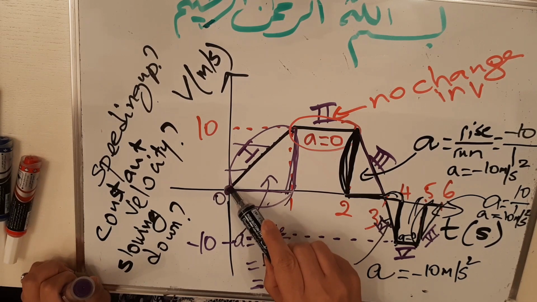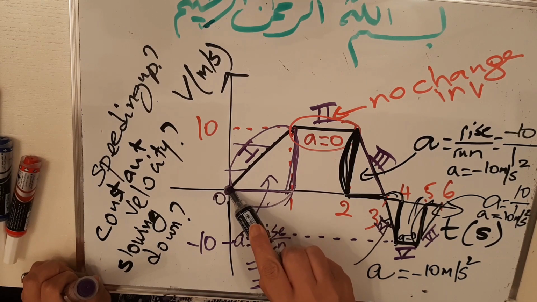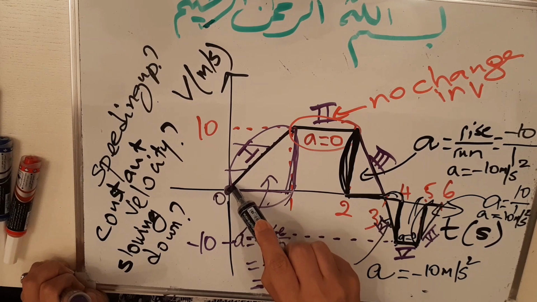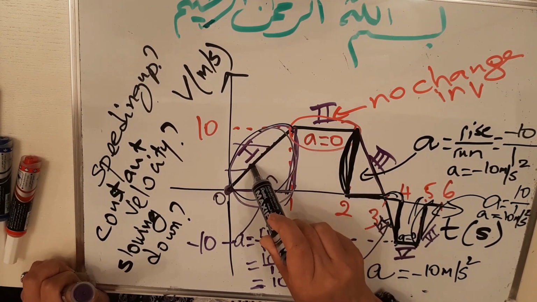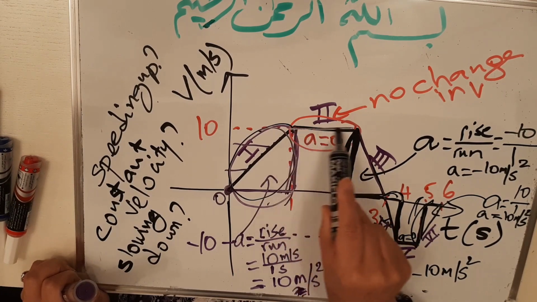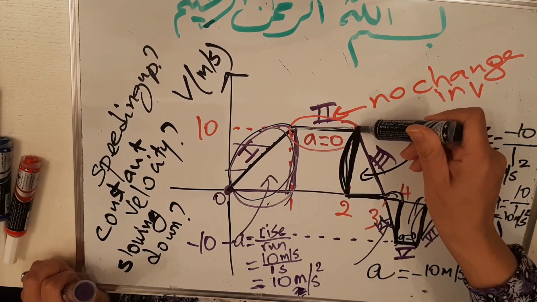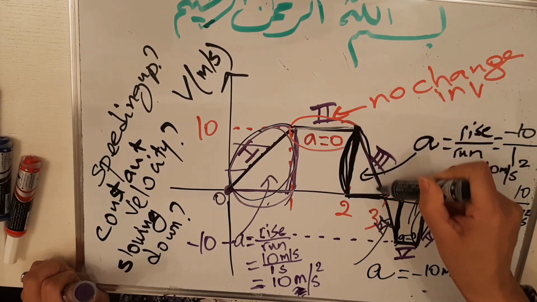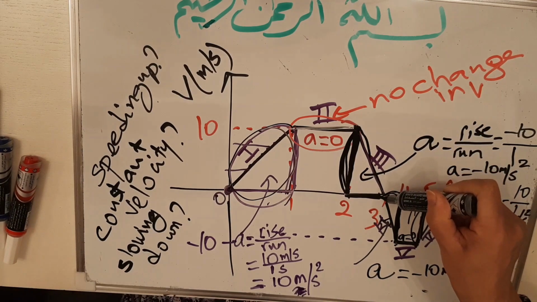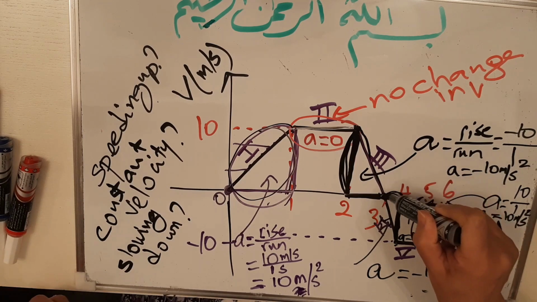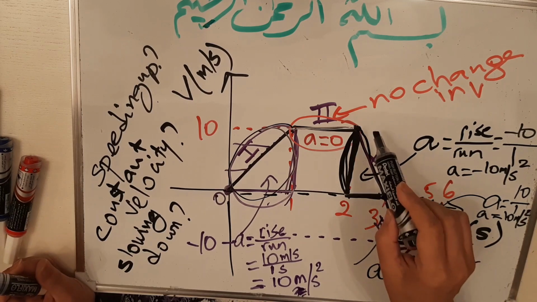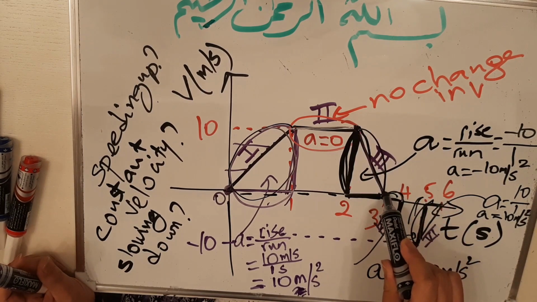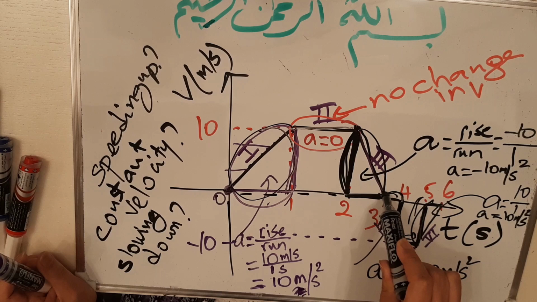Here, the velocity in zone 1 is going from 0, away from 0. So in zone 1, speeding up. Here there is no change. Here the velocity is going from 10 meters per second towards 0. So whenever you are stopping, you're going towards 0, you are slowing down. So in zone 3, you're slowing down. But then in zone 4, what's happening?